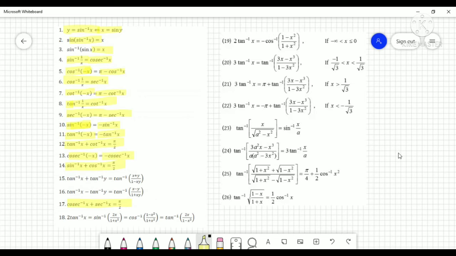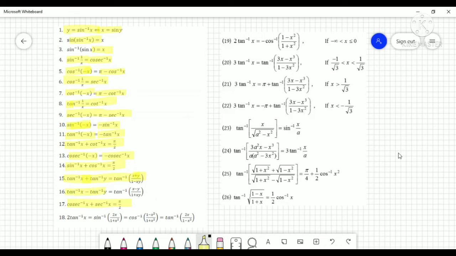Next, tan inverse x plus tan inverse y is equal to tan inverse of (x plus y) by (1 minus xy). The plus here means you will get a plus in the numerator.